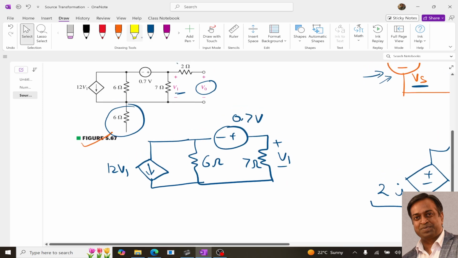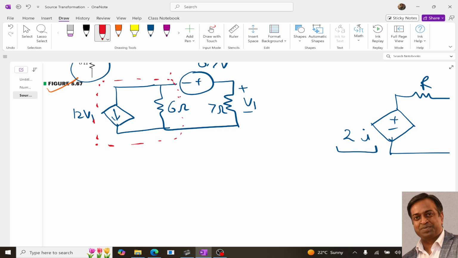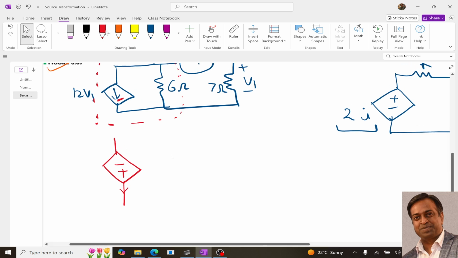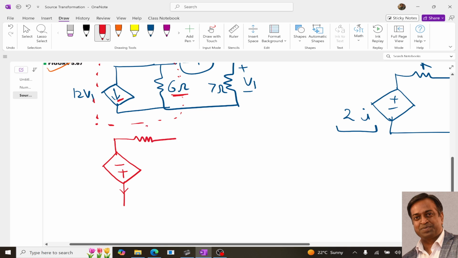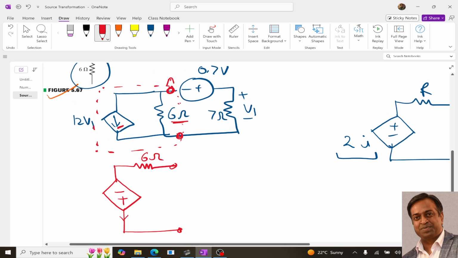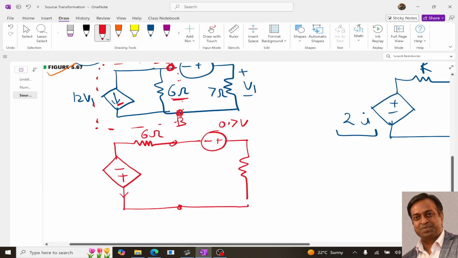Now, as per the question, we need to transform the dependent source. Transform means we are going to convert this dependent current source in parallel with the resistor into a dependent voltage source, simply by following the rule. The current direction here is downward, so I will put the polarity in such a way that the current is in this direction due to this dependent source. And this is 6 ohm, so I will put this 6 ohm over here. Apart from this, on the right side of the AB terminals, whatever we have, we will redraw as it is: the minus plus 0.7 volt and this resistance of 7 ohm.